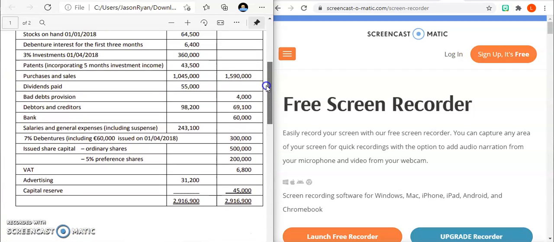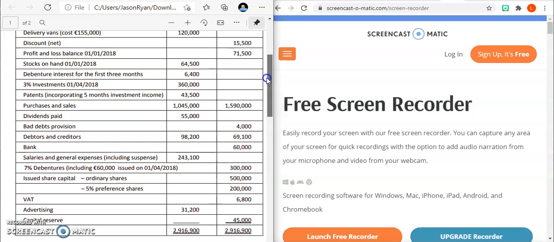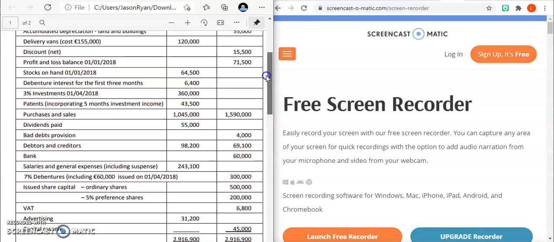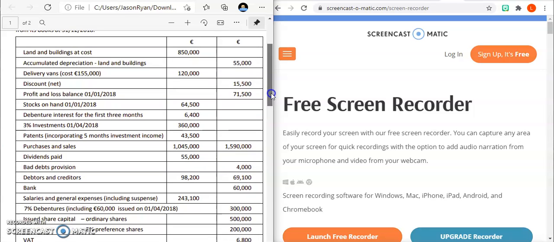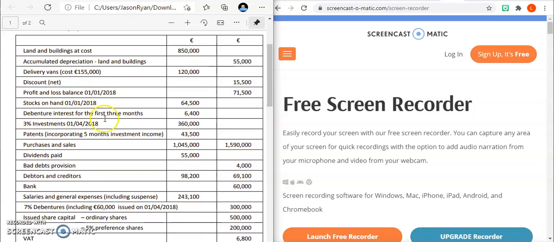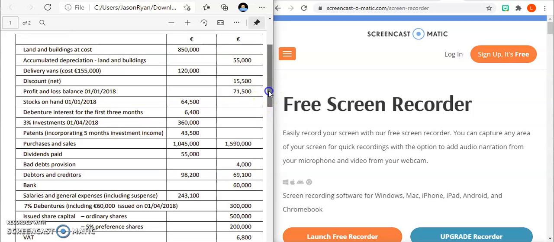If we look at our trial balance, it'll tell us our debenture interest paid. So where has it gone to? The debenture interest for the first 3 months is 6,400. It's telling us that that 6,400 is wrong. So we need to calculate the correct debenture interest and find out how much our debenture interest is.